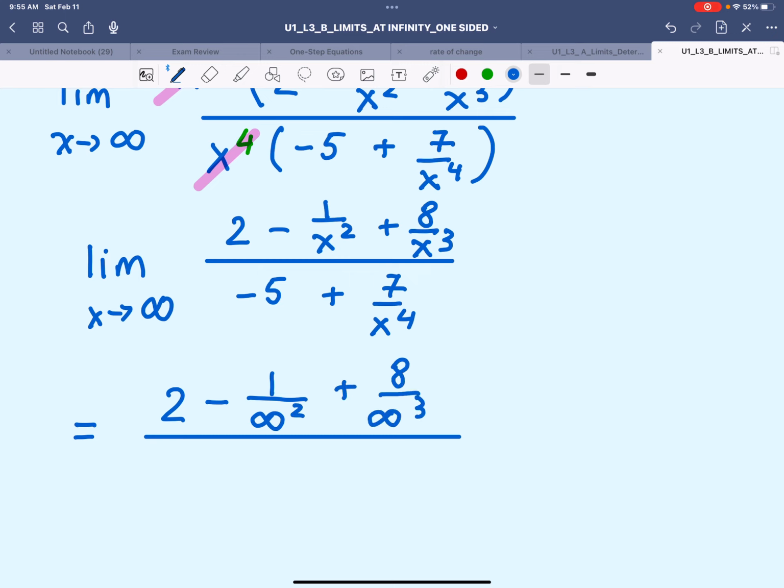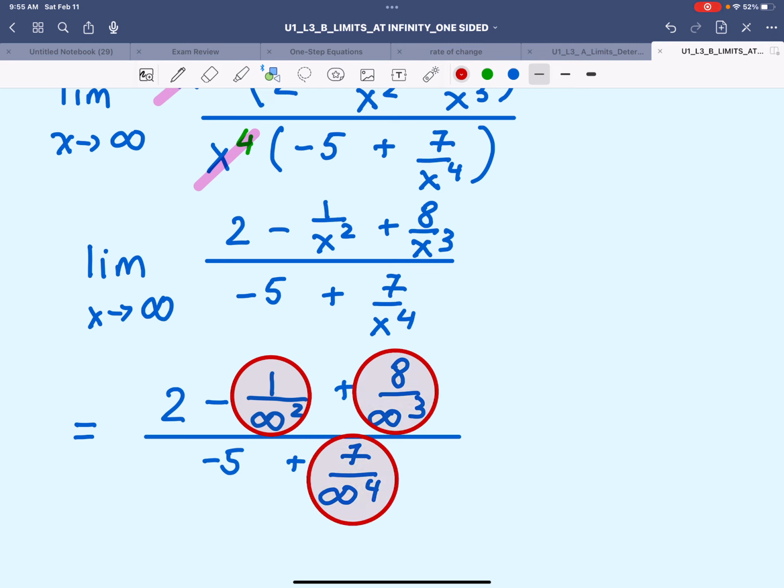8 over infinity cubed, negative 5, plus 7 over infinity to the power 4. So we're simply estimating here, so we're not interested in the 0 minuses and 0 pluses, but we know this is a 0, this is a 0, and that's a 0 as well. So what that means is that we have 2 in the numerator, and we are adding and subtracting some zeros, so basically 2, around 2.